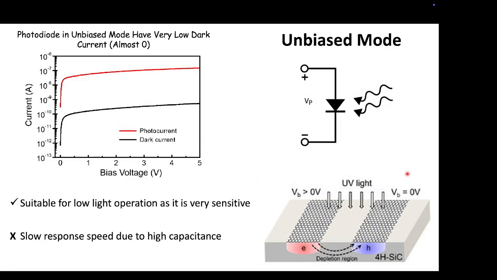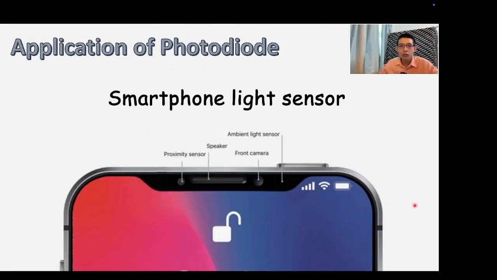Now that we have gone through the reverse bias mode photodiode, we are going to go through the unbiased mode of the photodiode as well. As you can see, the photodiode in unbiased mode has very low dark current in this graph, which is almost zero here. The value of the current is actually very small. This makes it very suitable for low light operation as it is very sensitive. However, the big drawback is that it has very slow response speed due to the high capacitance inside the depletion region.